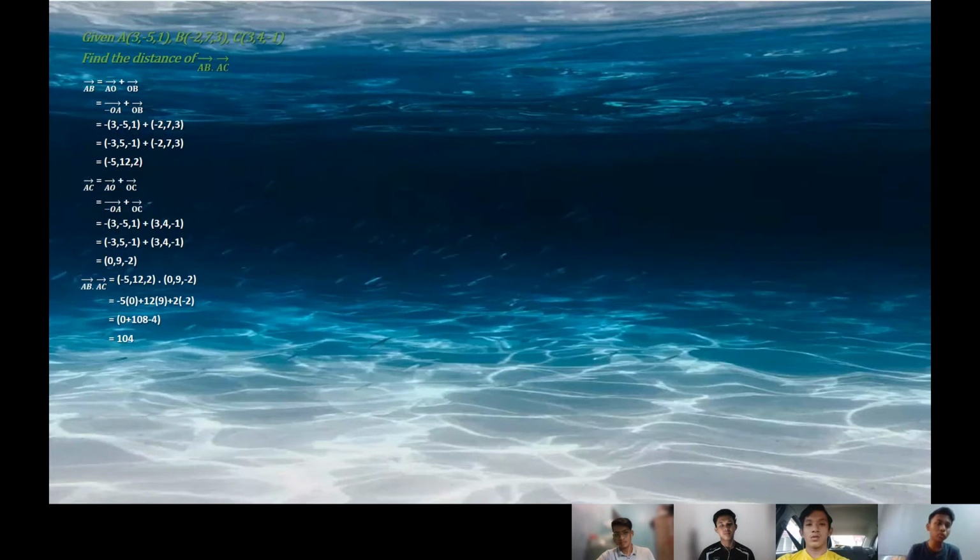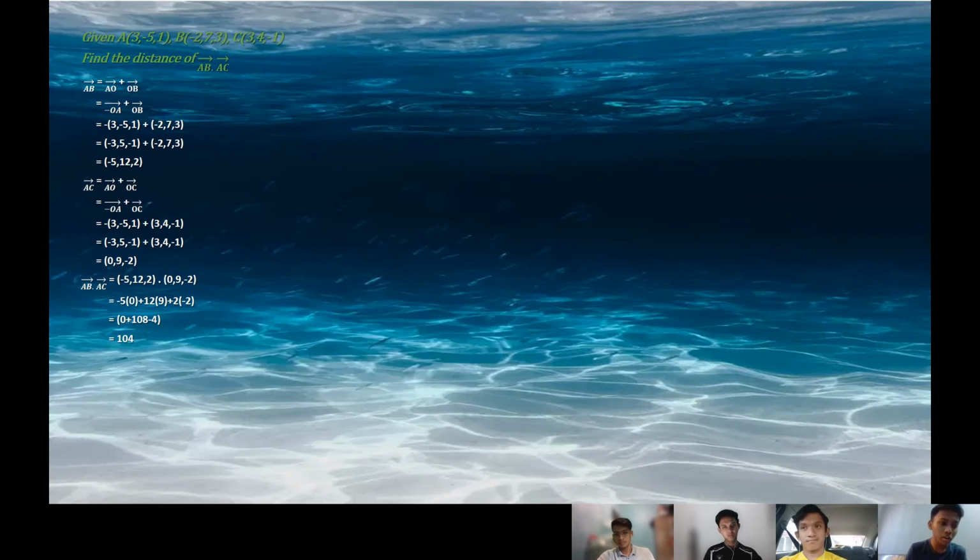Next, we need to find the distance of AC. So AC equals AO plus OC. AO is opposite, so we need to put a negative symbol. So negative OA plus OC. We get -3, 5, -1 plus 3, 4, -1. So the answer is 0, 9, -2.